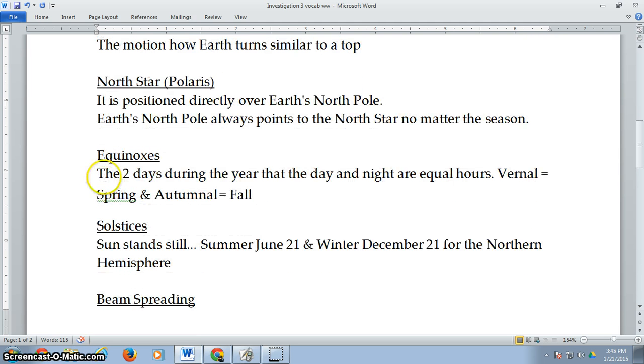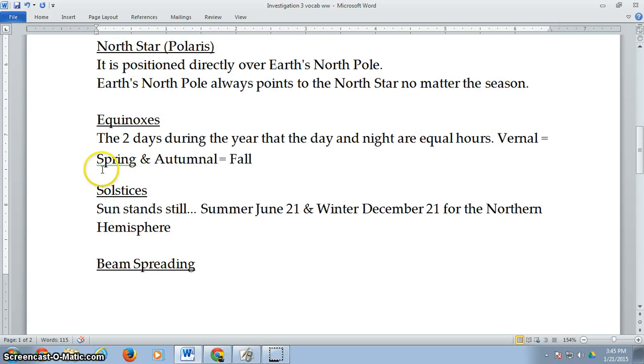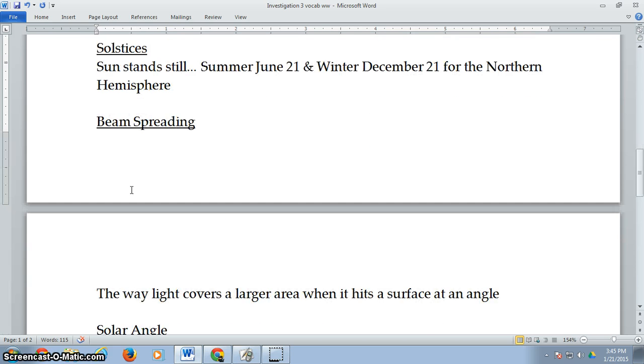We have our equinoxes. These would be our spring and our fall. That's where we're going to have essentially 12 hours of daylight and 12 hours of darkness on these 2 days during the year. And then we have our solstices. With the solstice, we have our summer solstice in the northern hemisphere, that's June 21st, and our winter solstice in the northern hemisphere, that's going to be December 21st, and that's our shortest day of the year in terms of light. We look at some other terms here.